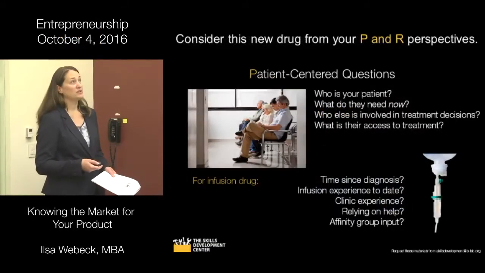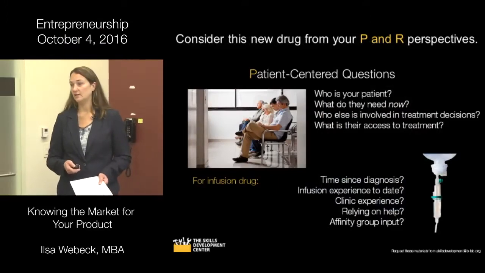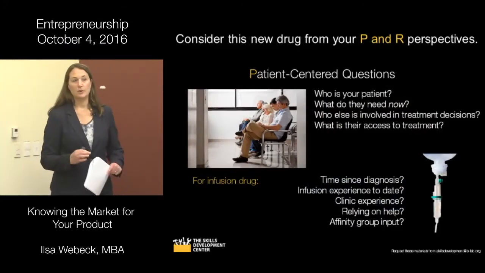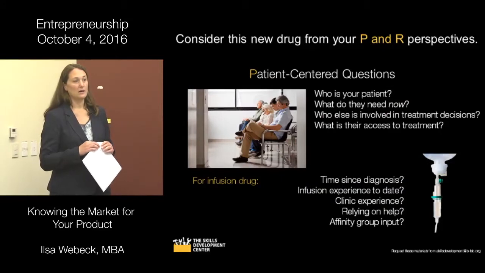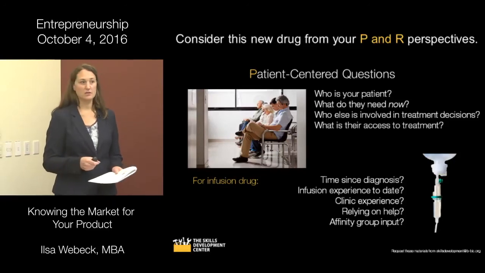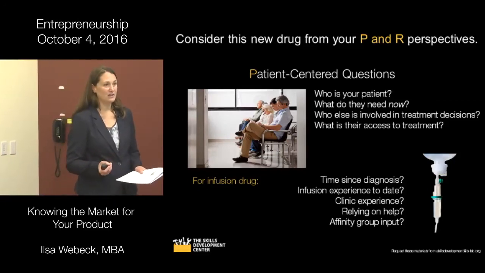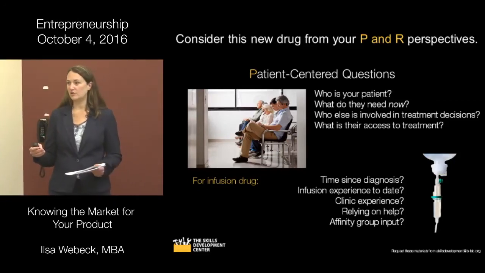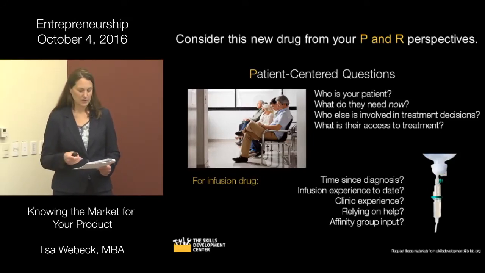So the first question is, who's your patient? It seems like a simple question, but understanding more about who they are, what's their disease, the definition of the disease. Do they have comorbidities? Do they have other conditions associated with their disease that you need to be aware of? Where are they in their disease progression?